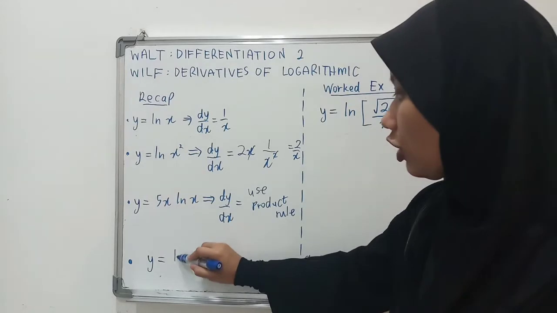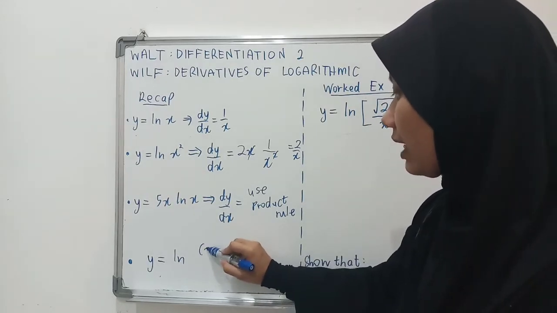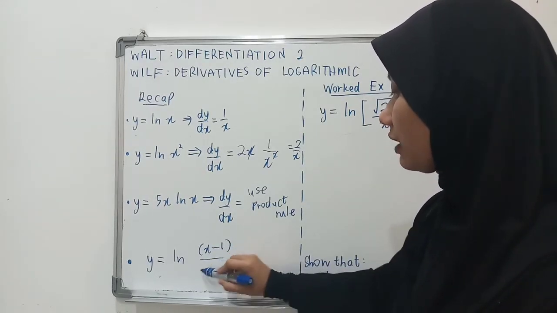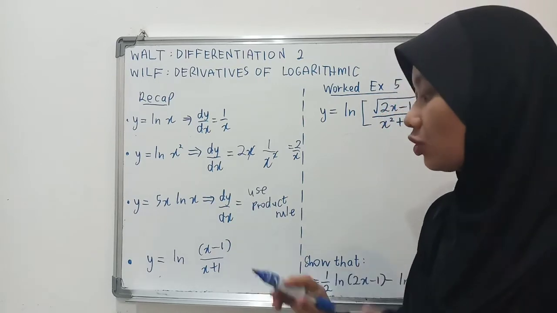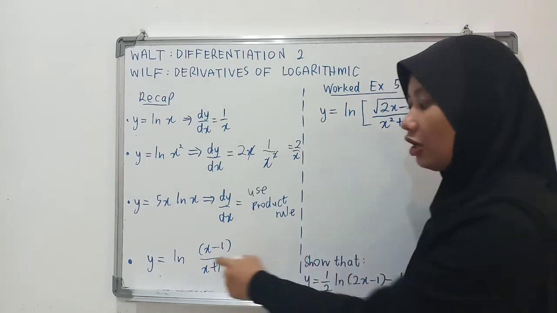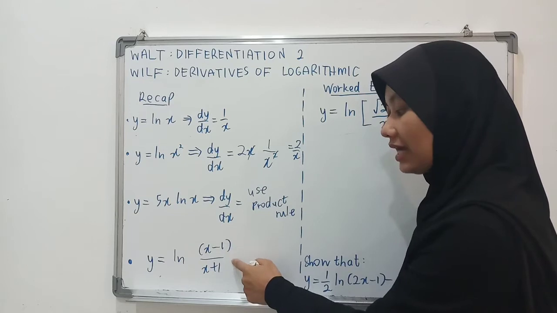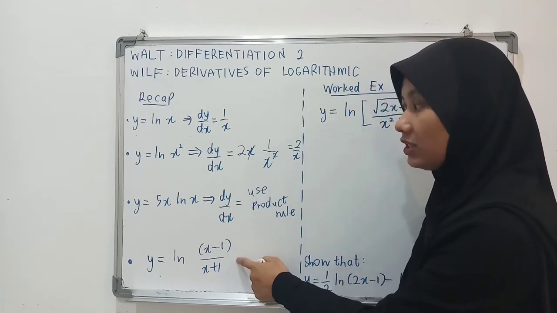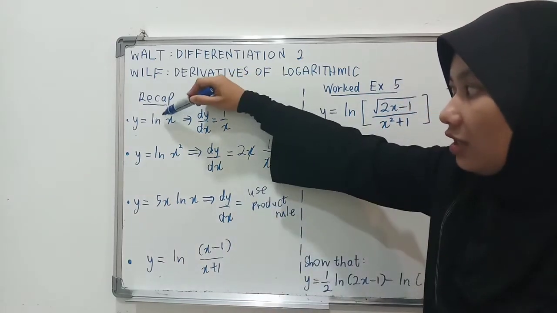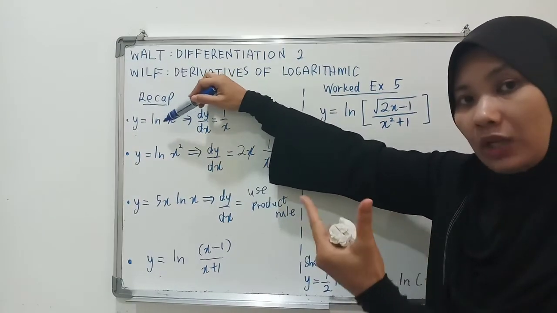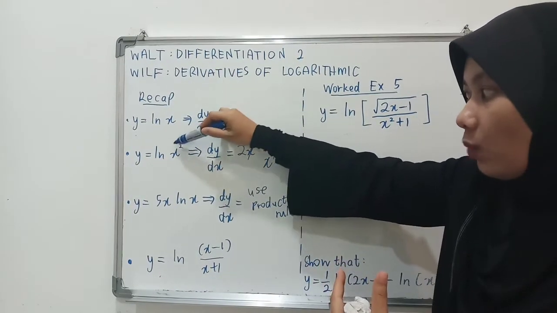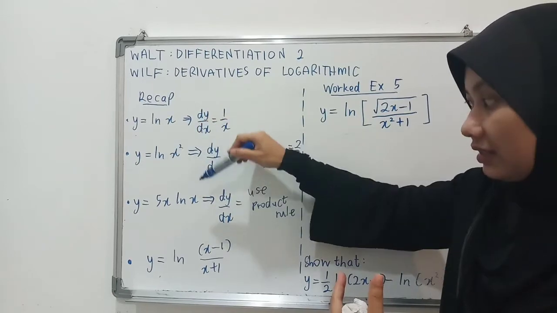Now, the continuation of this: how do we differentiate something like ln of (x minus 1) over (x plus 1)? How do we differentiate that? The earlier examples are just a single ln, with one term only at the back.